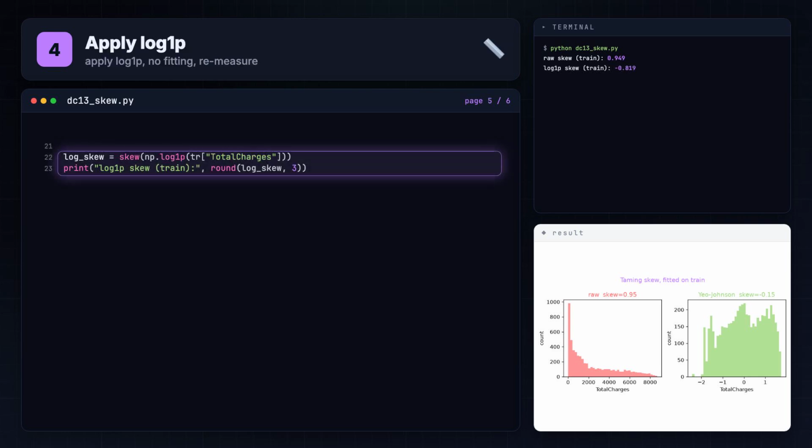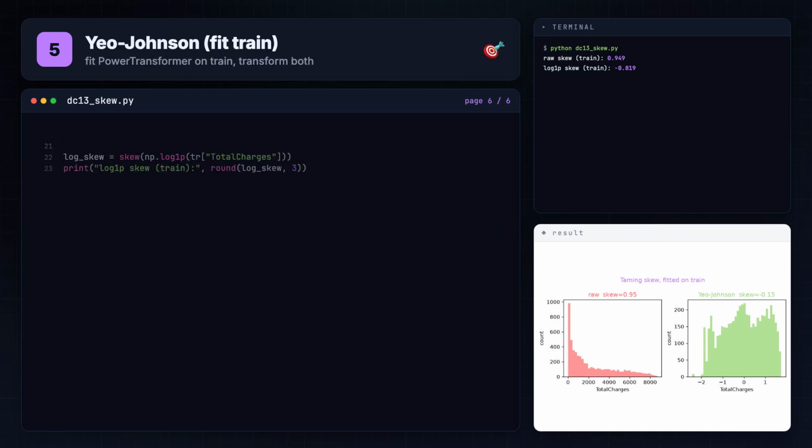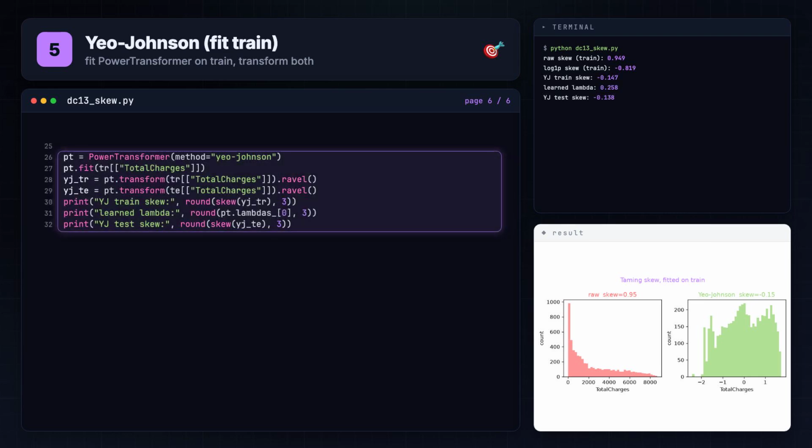Apply log1p, free, no fitting, and remeasure. It pulls the tail in, here a touch past symmetric. Fit power transformer Yeo-Johnson on train. Transform train and test with the learned lambda. Train skew drops near 0, and the test skew comes out just as flat. Proof the train lambda transferred cleanly.